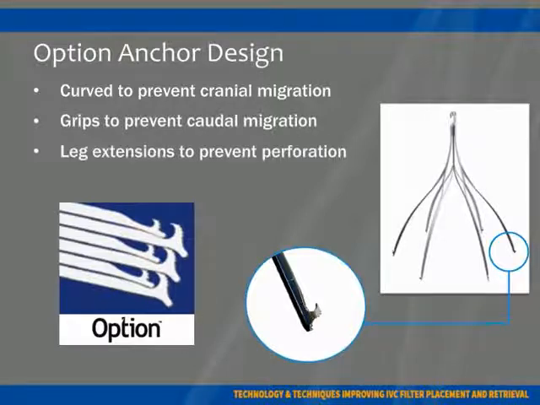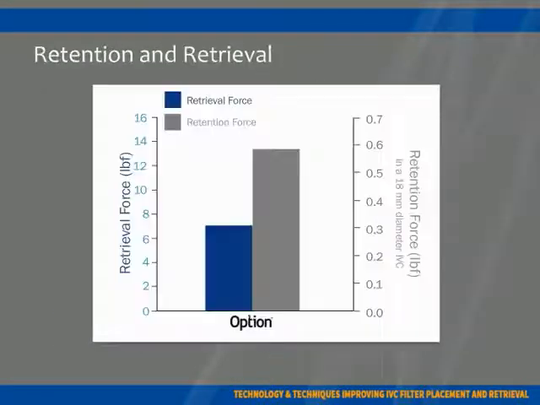Leg extension to prevent perforation. So here, you can see that this little leg, as it extends out, when this hooks into the wall and this extends out, this prevents this hook from penetrating all the way through the wall. So it's a nice little feature that prevents deep penetration of the filter. What we see when we look at retention and retrieval is that the retrieval force is less, obviously, than the retention force, which is what we want.